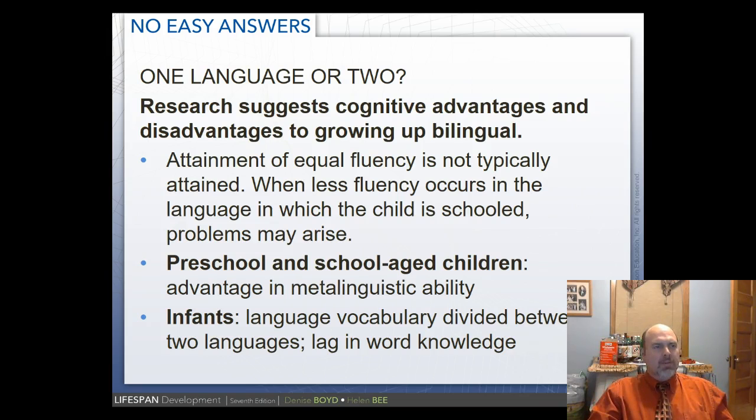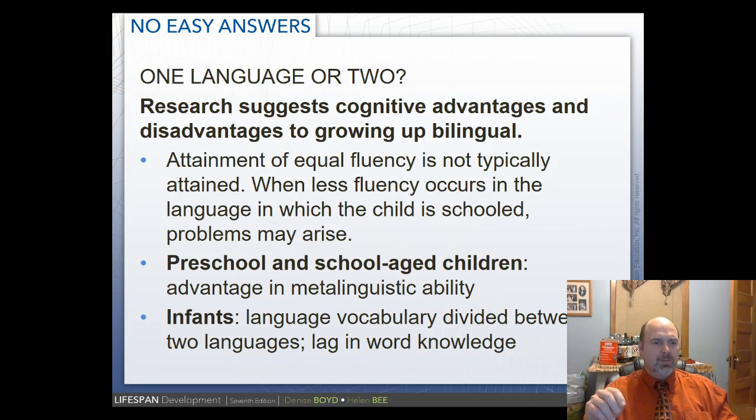So here's a big question: should we teach one language or two at an early age? Research suggests there are cognitive advantages and disadvantages to growing up bilingual. I guess the key is equal fluency. It's not often attained. When there's less fluency in the language in which the child is schooled, problems may arise.